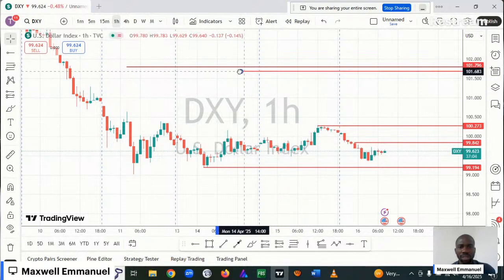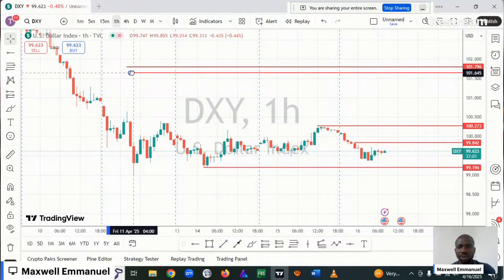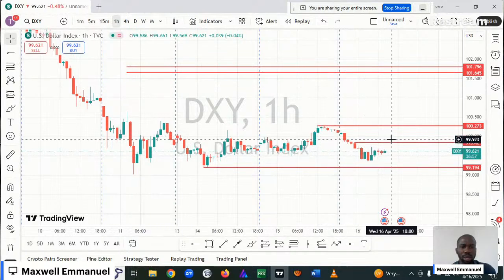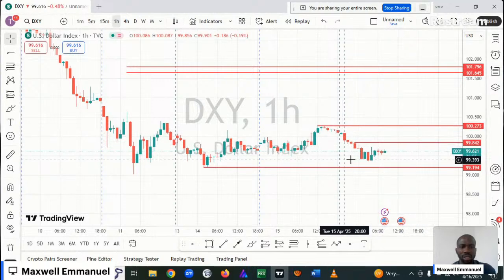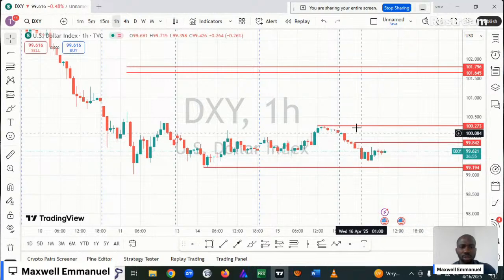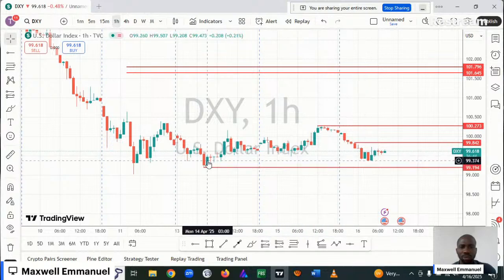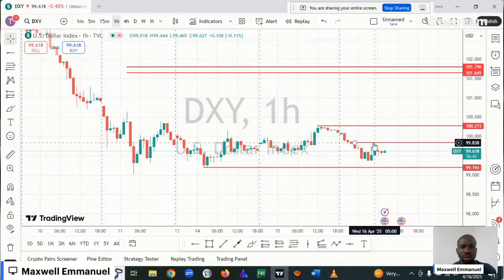If the data comes out positive for the dollar, we should expect buy-side liquidity to be cleared. But if it comes out negative for the dollar, we should expect a more bearish move on the dollar.